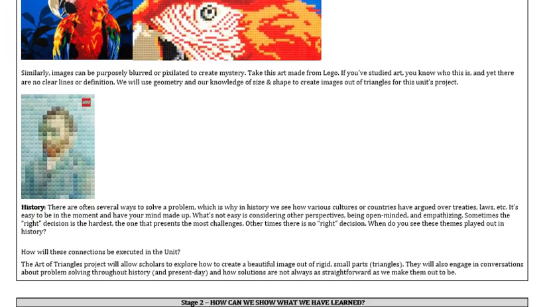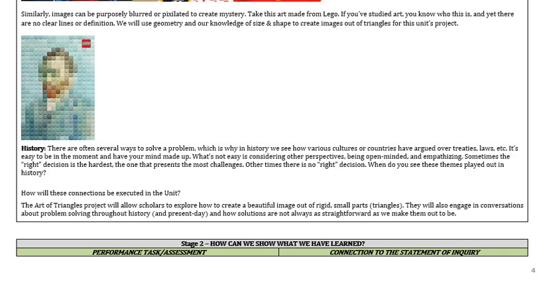Here's another example. Images can be blurred or pixelated. You can tell, or hopefully you can tell, that this is Van Gogh, which is kind of a cool thing because it's extremely blurry, but it's such a well-known image that even when it's blurry or pixelated like this, we can still recognize it.